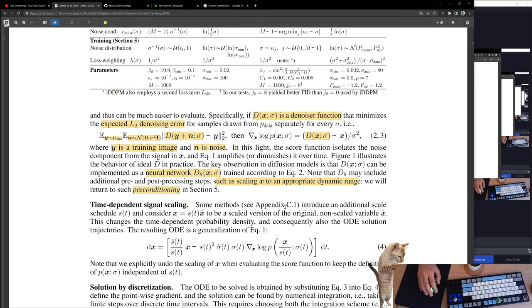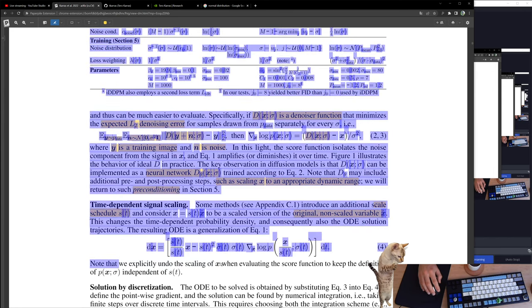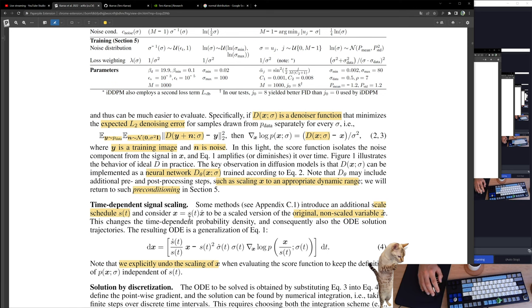Some methods introduce an additional scale schedule S of T. Okay. And consider X hat equals S of T times X to be a scaled version of the original non-scaled variable X. This changes the time-dependent probability density and consequently also the ODE solution trajectories. We explicitly undo the scaling. Okay, so I think this might be they make the images smaller and then bigger. I'm not 100% sure what scaling means in this context.